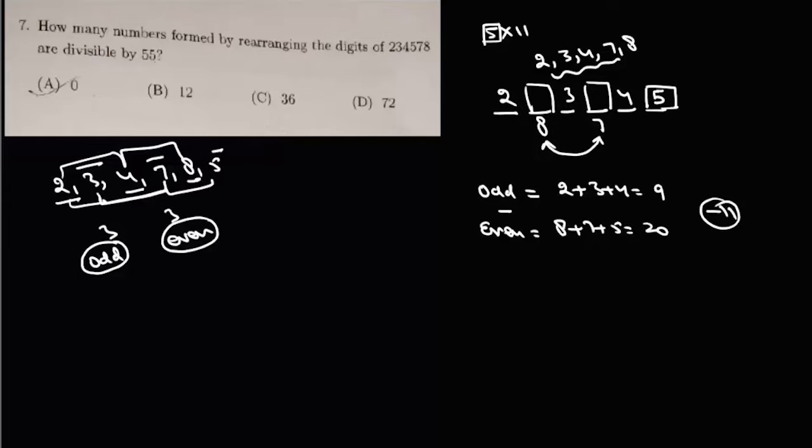Now how many such numbers can be formed? This 5 is fixed. We can only interchange 8 and 7, which can be done in factorial 2 ways. And here we can interchange 2, 3 and 4, which can be arranged among themselves in factorial 3 ways. So there will be simply 12 such numbers, and that's your option B.